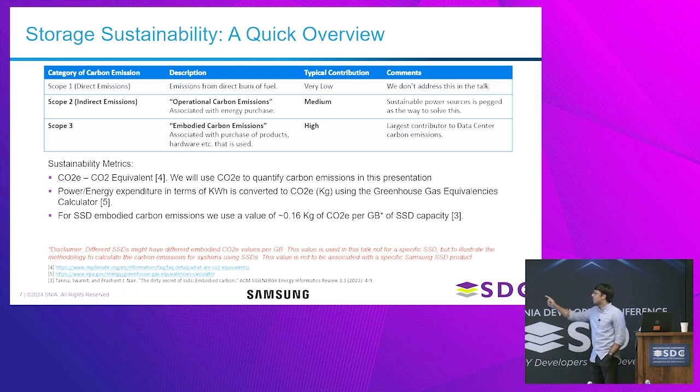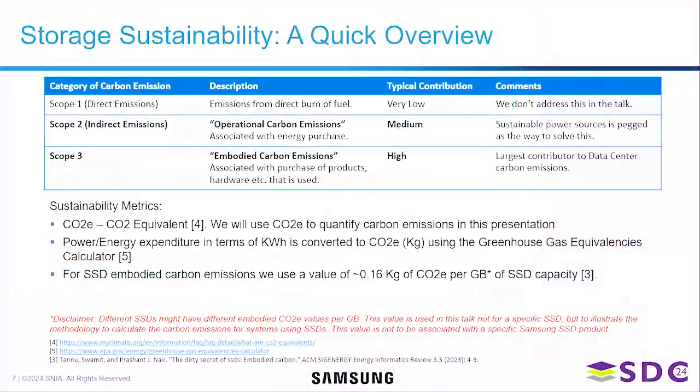Typically, operational carbon emissions do have a sizable contribution to a company's carbon footprint. And if you talk to any sustainability expert out here, they'll tell you the way to solve for operational carbon emissions is to move to renewable energy. But we all know that's some time away. So we will talk about how you can optimize operational carbon emissions in this talk.